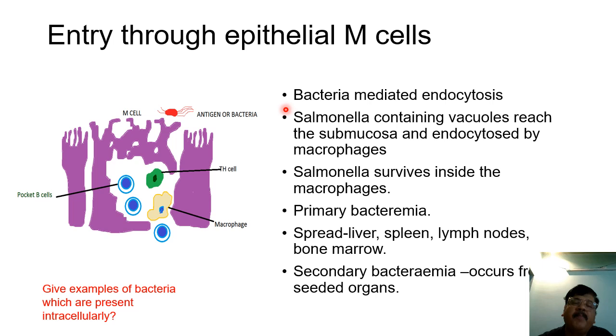So this is an example of an intracellular bacterium. What are the examples of bacteria which are present intracellularly? Examples are Mycobacterium leprae, Brucella, and Rickettsia. These are intracellular organisms, and the immune response for intracellular microorganisms is by cell-mediated immune responses. The humoral immune responses are not effective.